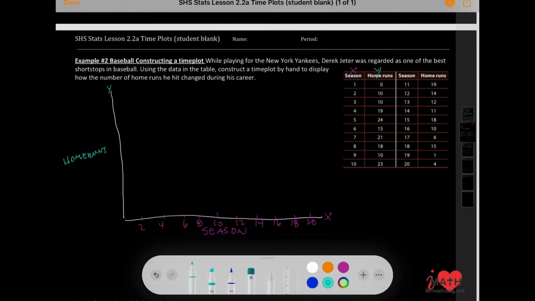Okay. So in this first season, he had 0 home runs. And if I look at the maximum here, I see 24. So you want to go a little bit above and a little bit below. So let's go by 25. And you can choose whatever you like. I'm just going to use 5s, 10s, 15, 20.